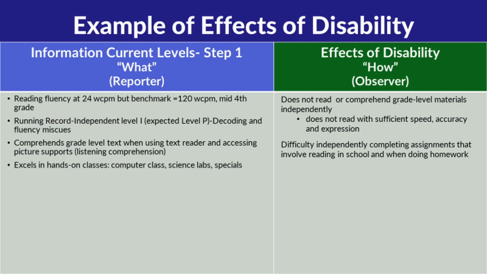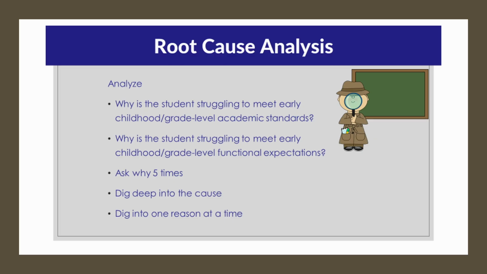Relatedly, we document how this affects performance and achievement. The student does not read or comprehend grade level materials independently, does not read with sufficient speed, accuracy, and expression. The student has difficulty completing assignments that involve reading in school and when doing homework. The IEP team then plays the role of a detective or analyst during root cause analysis. The IEP team analyzes why the student is likely having difficulty accessing, engaging in, or making progress in the general education curriculum, instruction, or environment.